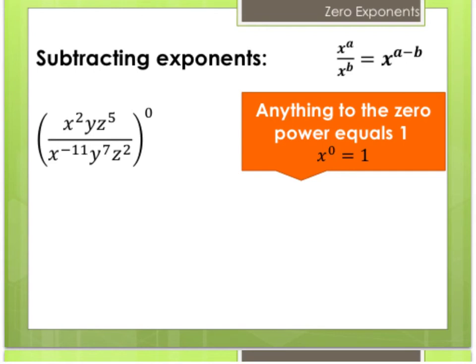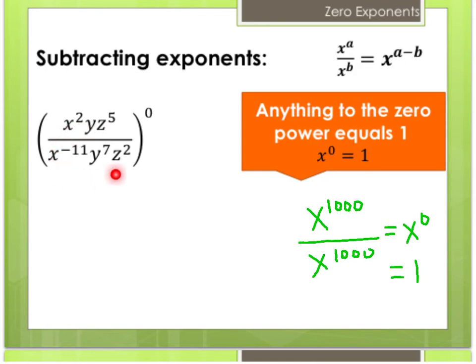So it doesn't matter what I have. If I had x to the 1,000th power over x to the 1,000th power, it doesn't matter. When I do that, 1,000 minus 1,000 is 0, and I will always get 1. Okay, so anything to the 0 power is always 1. It doesn't matter what craziness is going on.